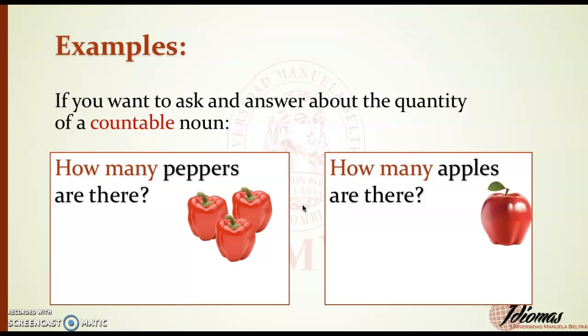So, if you want to ask an answer about the quantity of a countable noun, we have two kinds of questions. How many peppers are there? How many apples are there? Here we have to take into account that this is a plural question. Peppers are plural. Apples are plural. That's the reason why we are using are. So what is the answer? How many peppers are there? There are 3 peppers.